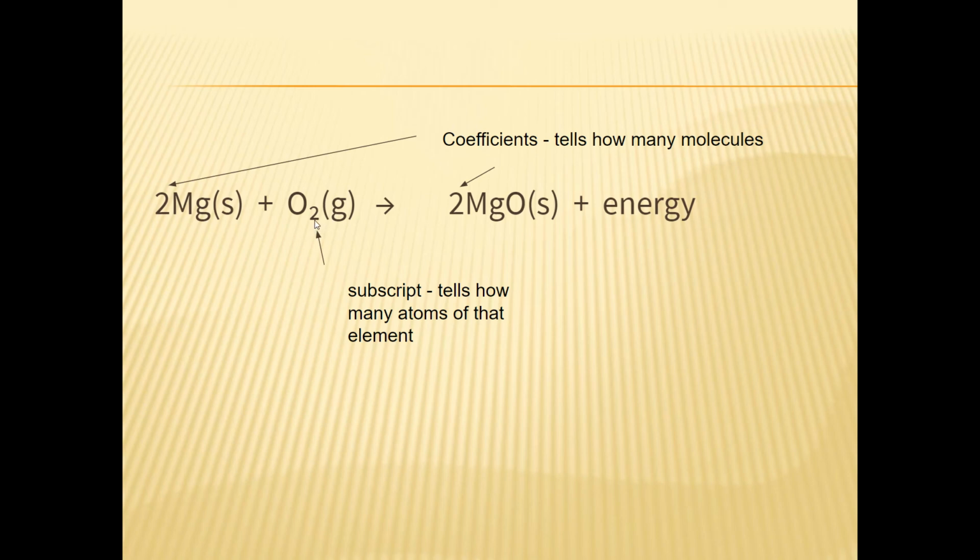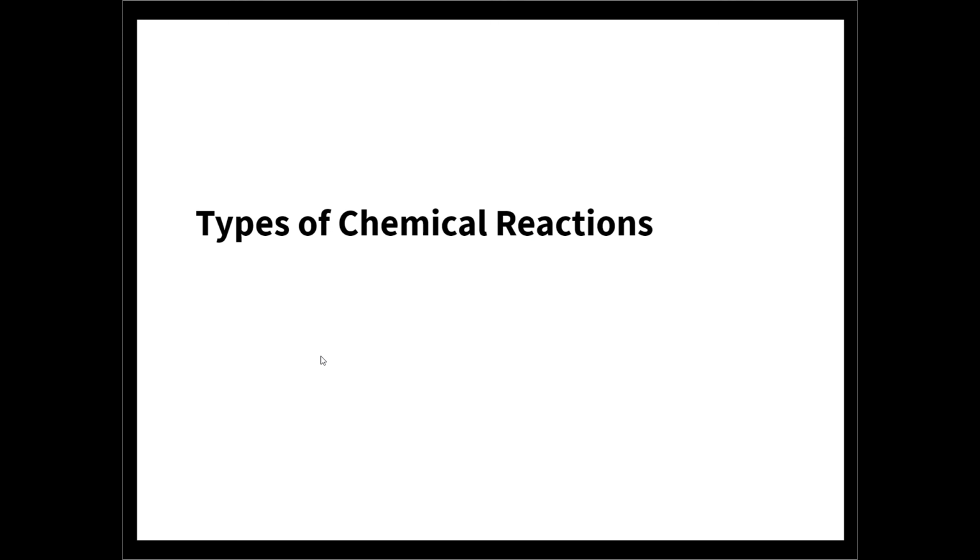Then also the subscripts in the chemical equation, the little numbers that appear to the right-hand side of the element symbol, tell me how many atoms of that element are present in the molecule. And so next time we will talk about types of chemical reactions.